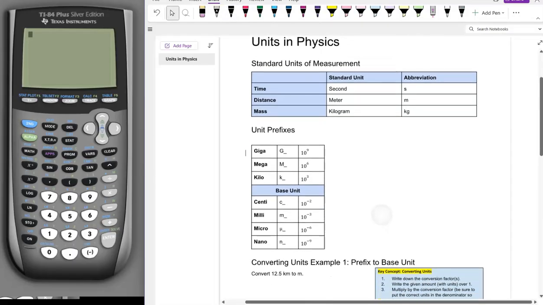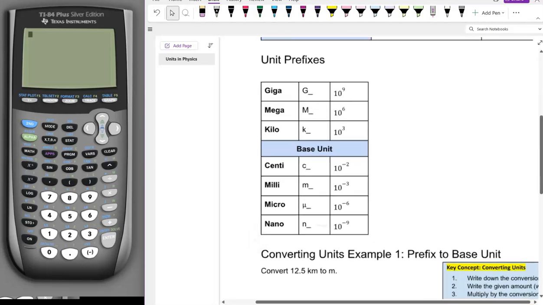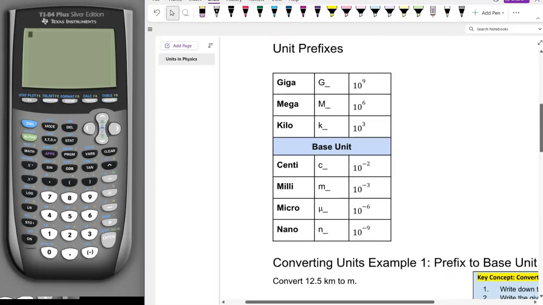In order to convert between different units, you're going to see different unit prefixes. So you're going to get this table on any test or quiz that you ever have to take in physics, and you just have to know how to use this table. So let me explain what this table looks like. In the first column, you're going to see all the names of the prefixes. So we have giga, mega, kilo, centi, milli, micro, nano.